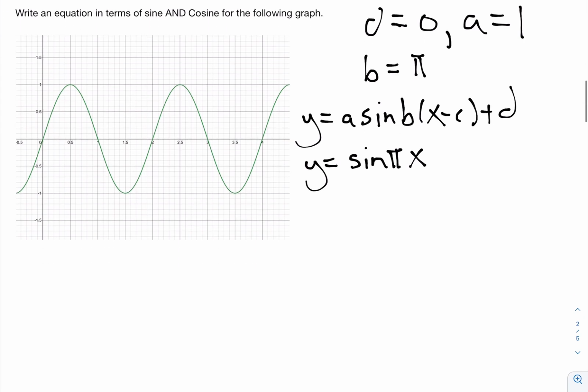So this is the graph y equals sine pi x. Now let's look at cosine. So we know A is going to be the same, and B is going to be the same, pi of x plus or minus something. And then we need plus 0 at the end, but we don't need to write that.